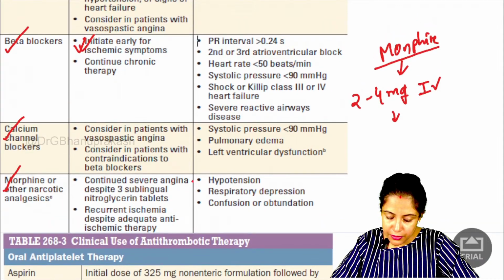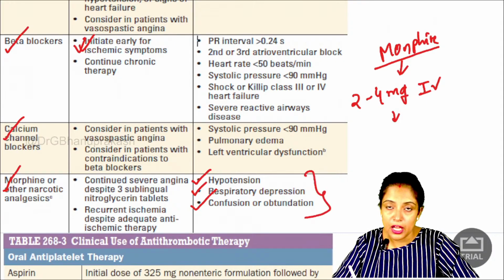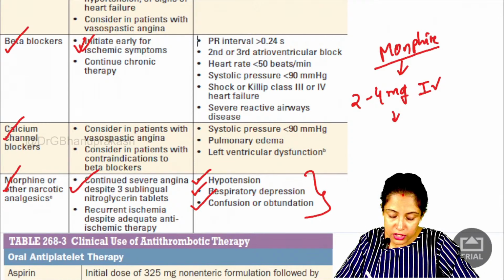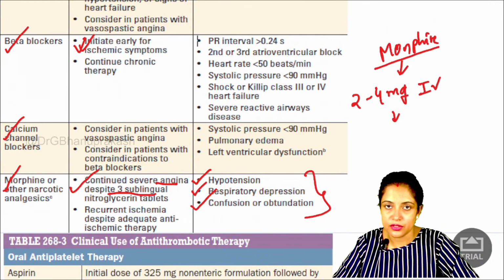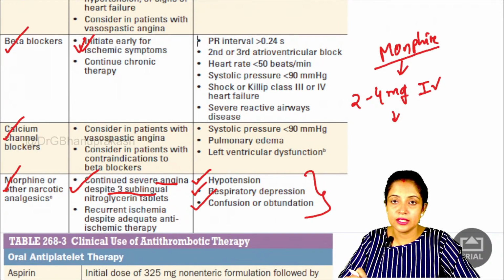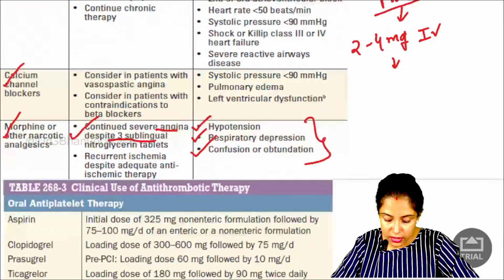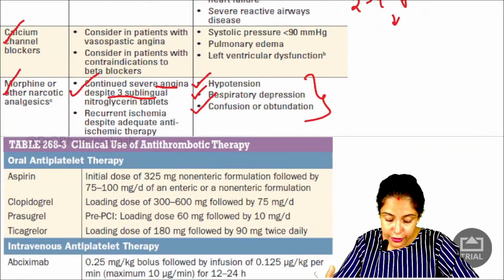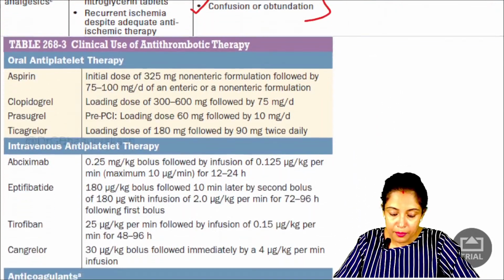Contraindication of morphine: if there is hypotension, we cannot use morphine. Morphine may cause respiratory depression and obtundation, so while using morphine, we need to be careful. As I said, morphine is to be used if there is continued angina, even despite 3 sublingual nitrates. This is what we do in the emergency ward after the first medical contact with the patient.